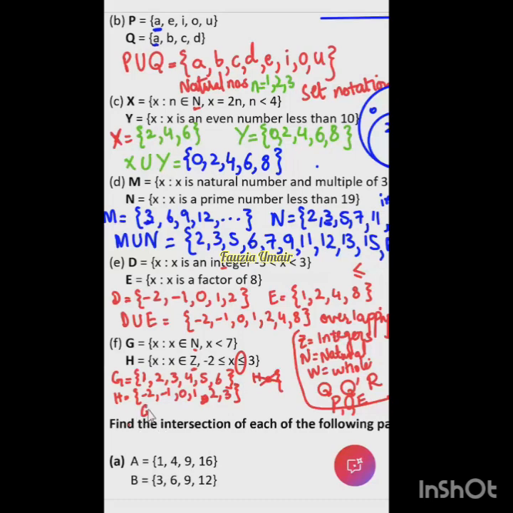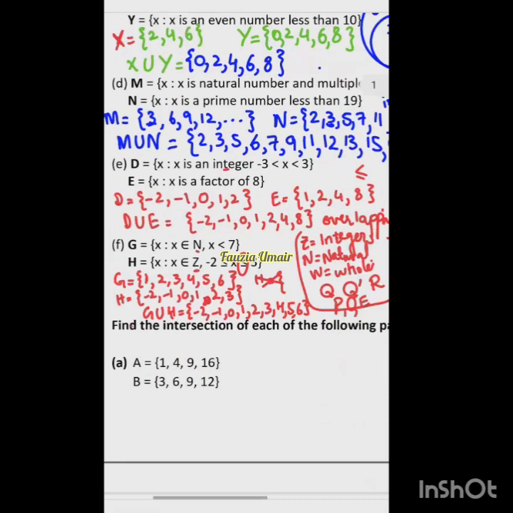So now what will be G union H? -2, -1, 0, 1, 2, 3, 4, 5, 6. And what kind of formation is this? What is the relation between the two sets? Overlapping, right? There are some common elements, but G and H both have their own elements as well. So this is called an overlapping formation. Any question in union?